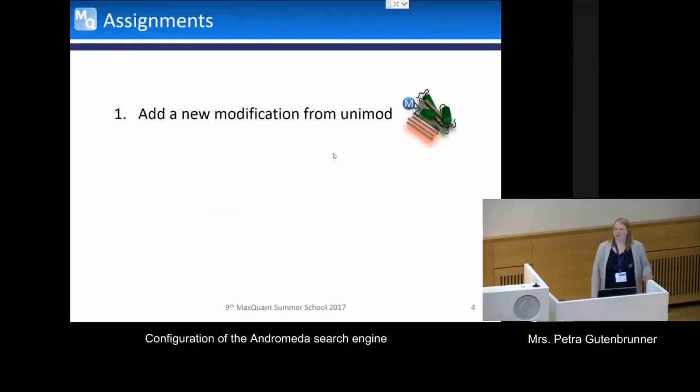What we are going to do now is add a new modification. In general, I also want to mention there are already a lot of modifications pre-configured in MaxQuant, so for most experiments you don't need to do anything. But there are, of course, specific experiments where you need specific information, and therefore it's good to know how to add this information so that you can customize this. So we add a new modification, and we get the information from a well-annotated database, Unimod.